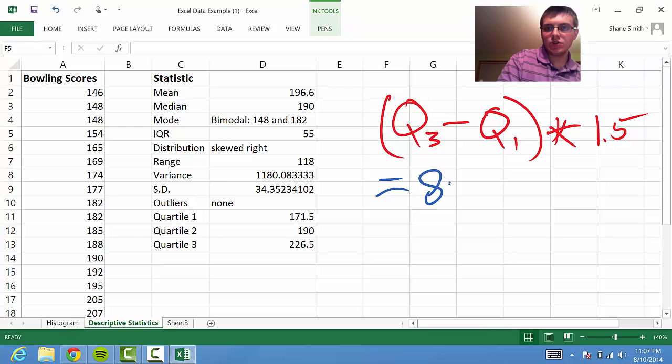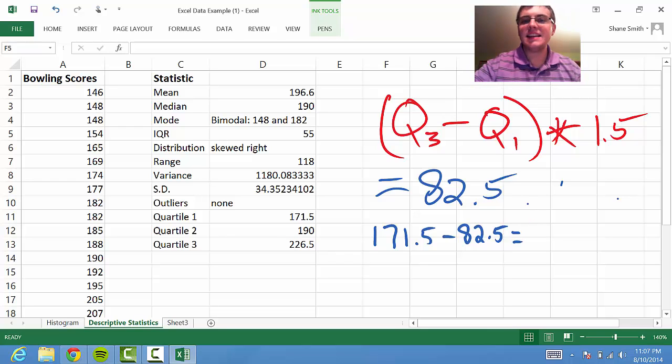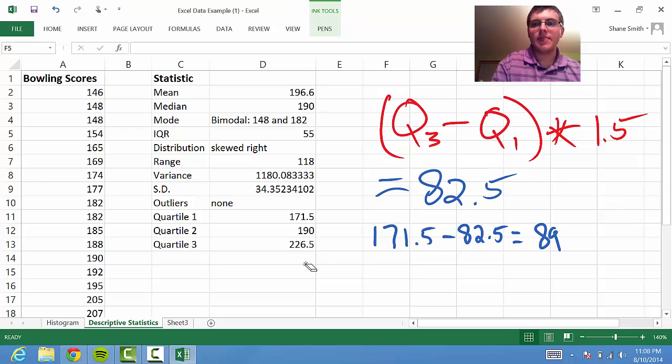That equals 82.5. Now we have to add this to the third quartile, and we have to subtract this number from the first quartile. Let's start with subtracting first. If we subtract this number, 171.5 minus 82.5, that gives us 89. And 89 is smaller than the lowest number in our data set. So we do not have an outlier on the lower end.